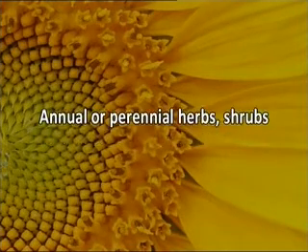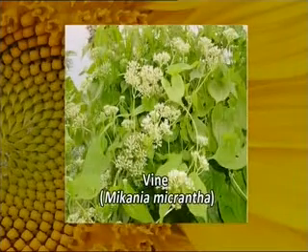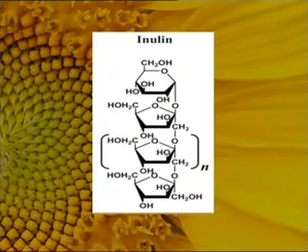When we talk about the habit of the Asteraceae family, its members are either annual or perennial herbs, or sometimes they can be even shrubs. Or very infrequently, we see Asteraceous taxa that can be even trees. An example is Vernonia arborea. Or very rarely, they can be even vines. The example here is Mikania micrantha. In the case of perennial herbs, they are often associated with tubers. These tubers store a carbohydrate by the name of inulin.